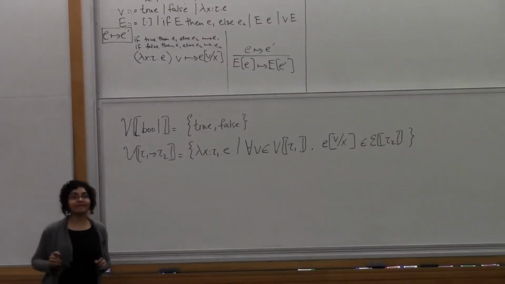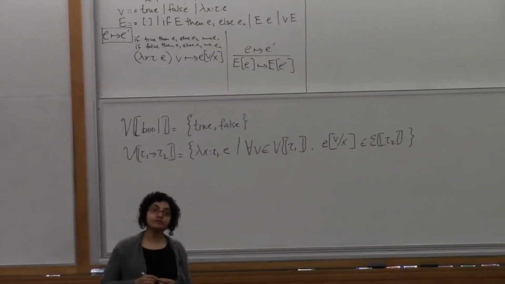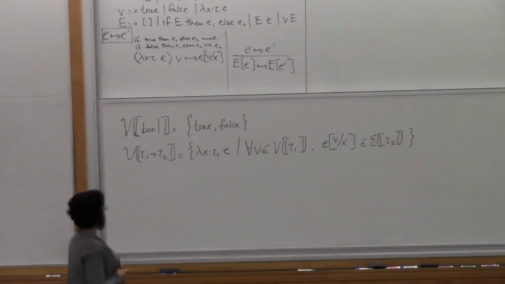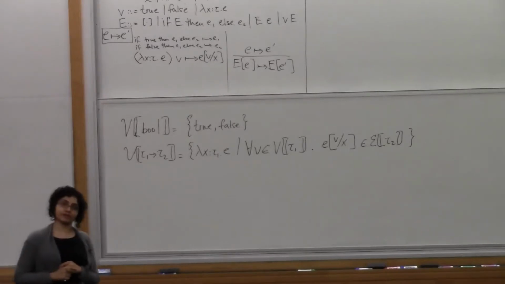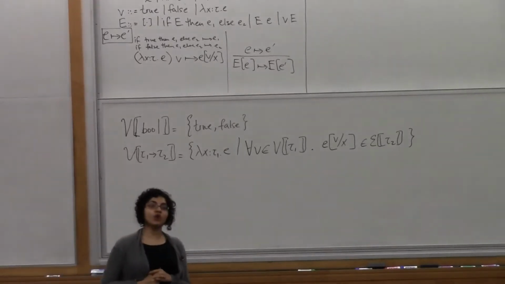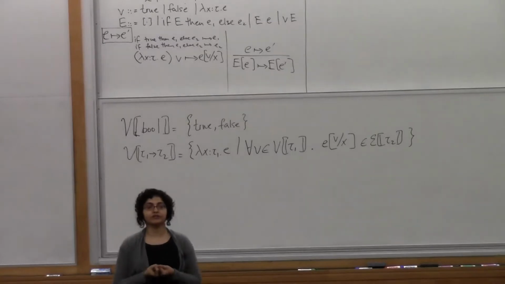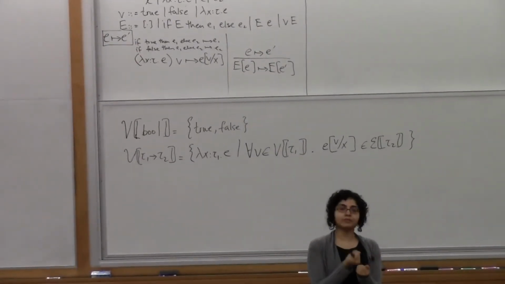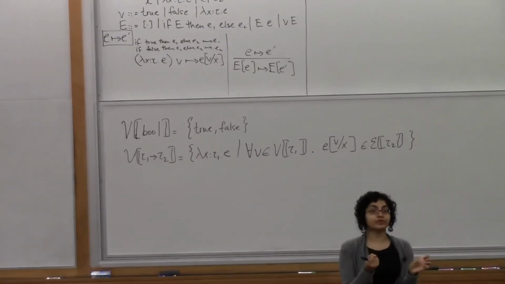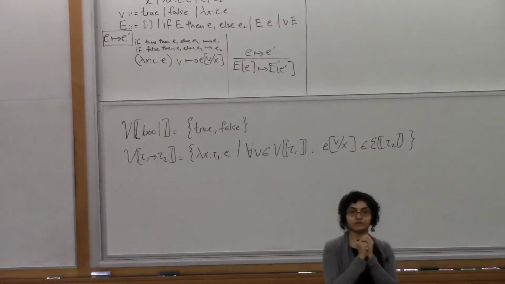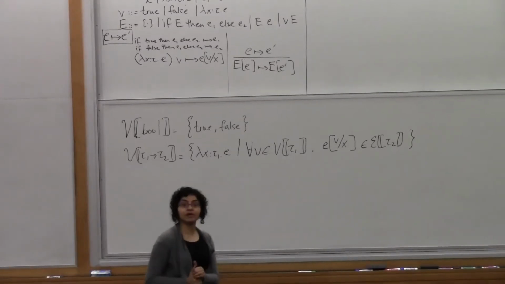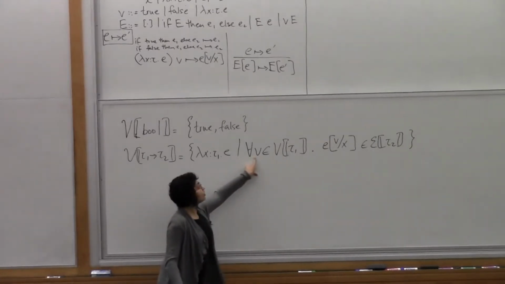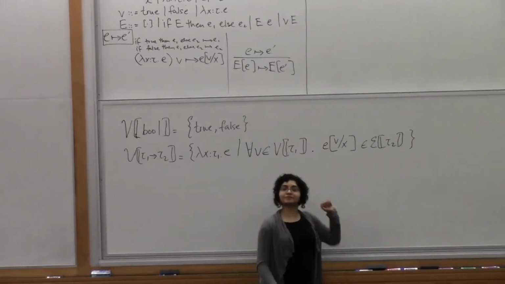Good point. This is because we are in a call by value setting. So ultimately, when you have a lambda in your hand, at some point you will be applying it to a value form. You will have already reduced your argument to a value. That's why. If we were doing this for a call by name version of simply typed lambda calculus, I would put for all e in E of tau1 here.